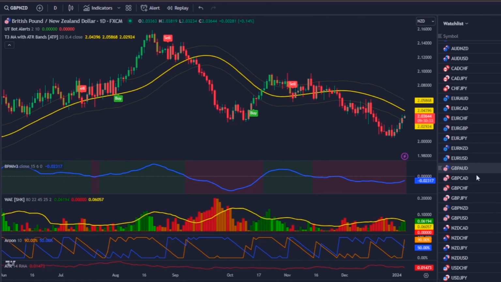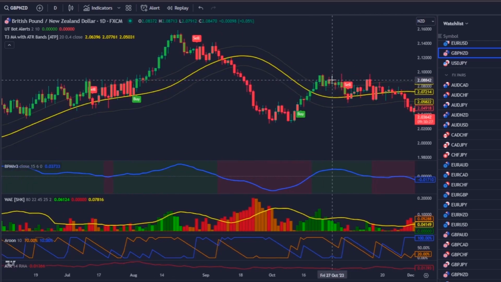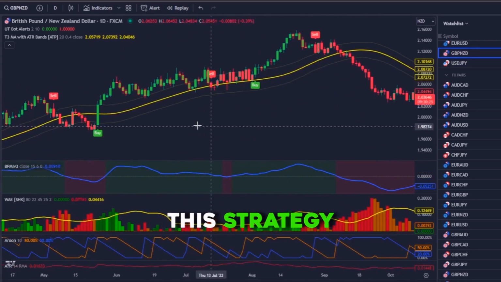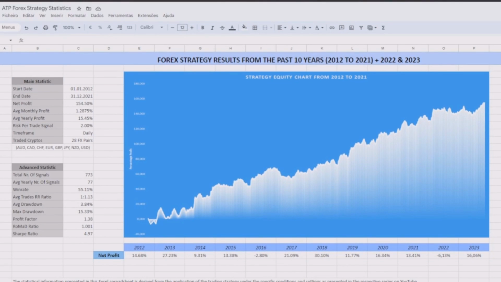It works on all the 28 most common forex pairs and was developed to be used on the daily time frame. And that's why you only need 10 minutes per day to trade this strategy at the closing of the daily candle. And although this is a highly passive strategy with about 7 trades per month when trading the whole 28 currency pairs, the results are quite good.